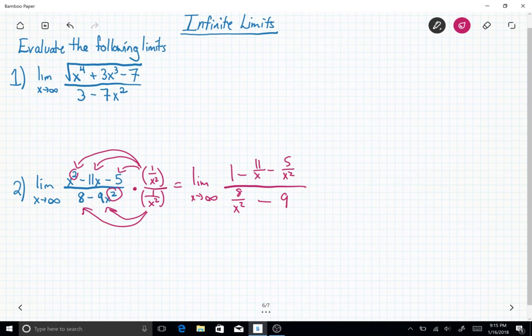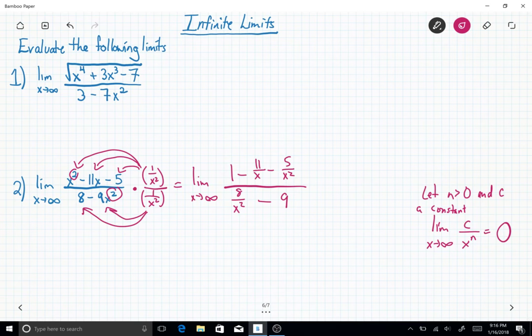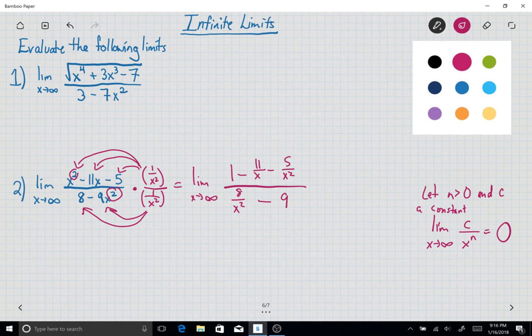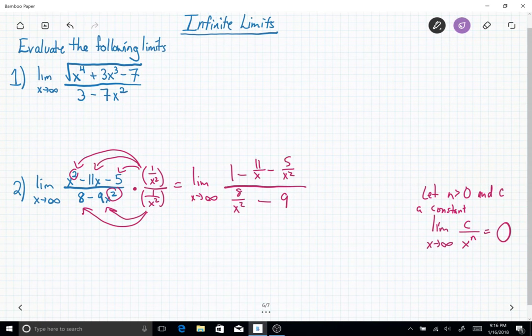Okay. So the thing we're using on the sidelines here: let n be greater than 0, and c a constant. The limit as x approaches infinity, doesn't matter where c is, of c over x to the n, where n has to be positive in that denominator, will always equal 0. That's what we're going to make use of. It seems tricky, but it's really a useful tool, and I'll show you why it's useful.